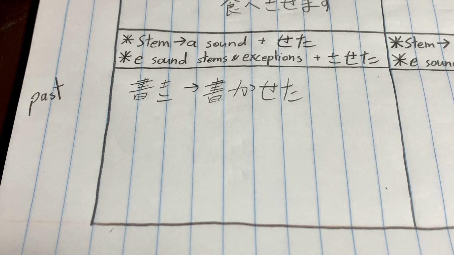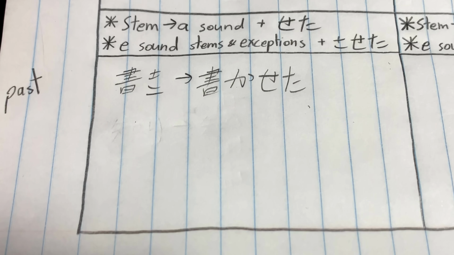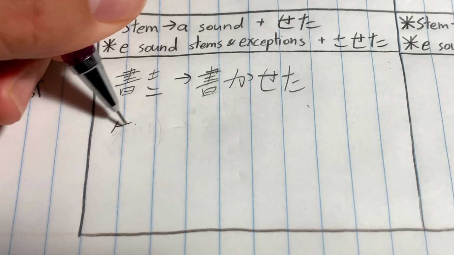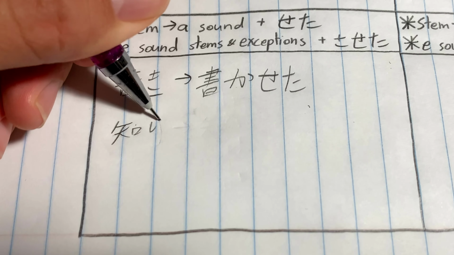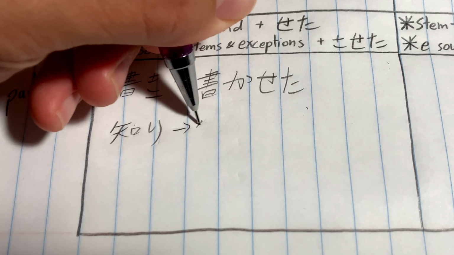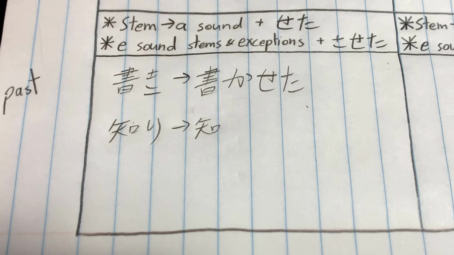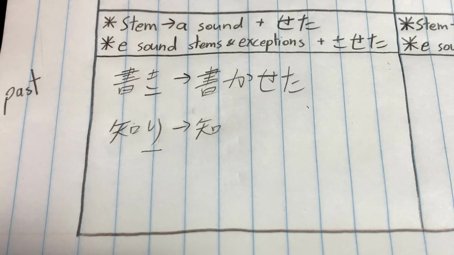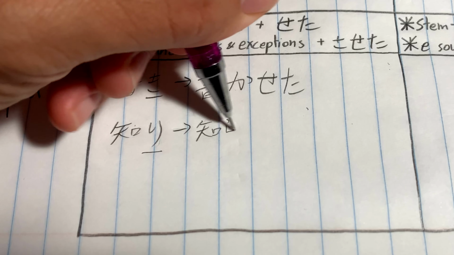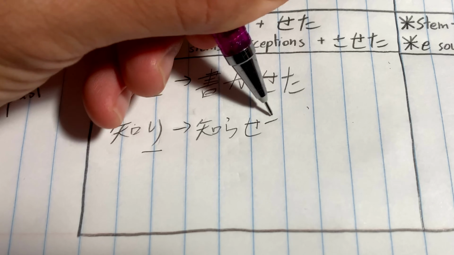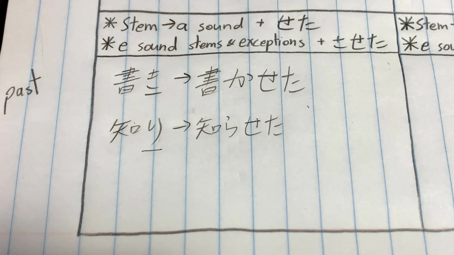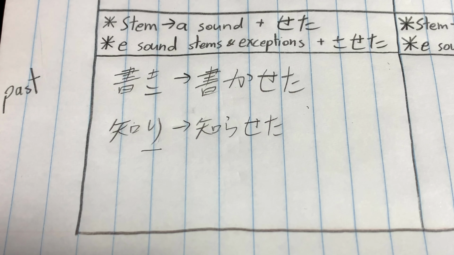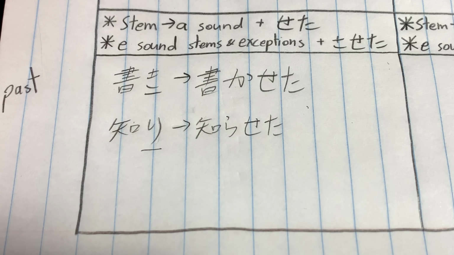Kakaseta is to force someone to write. Okay, and the next example we have here is this verb, and you might already know this one as shirimasu. Okay, and so the ri becomes ra, so 知らせた, which is to make someone know, or a better way of putting it in English would be to let someone know something. So 知らせた, okay?